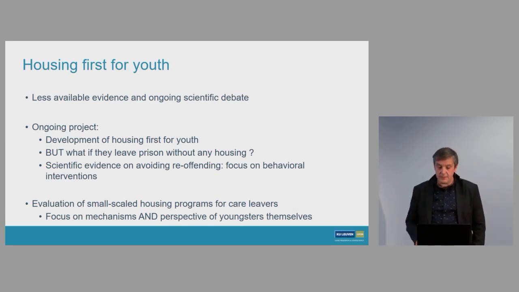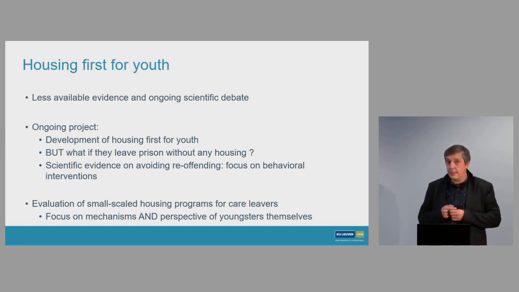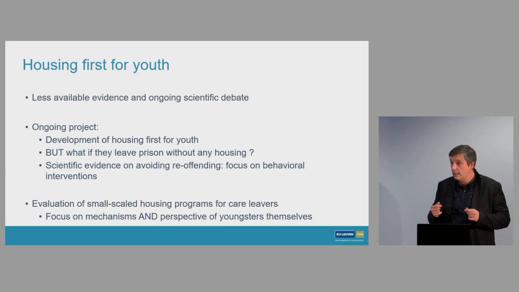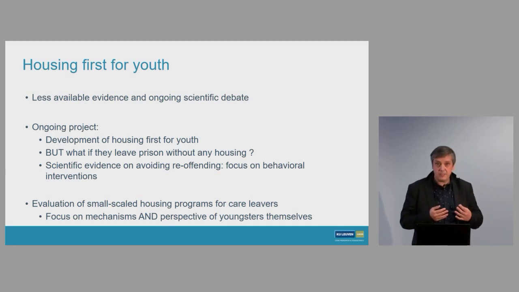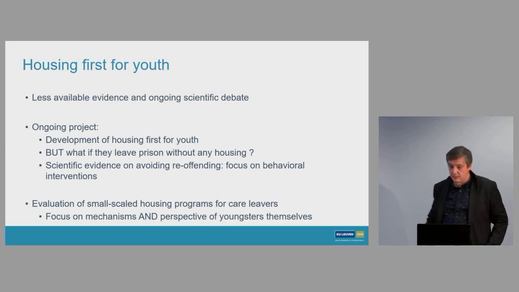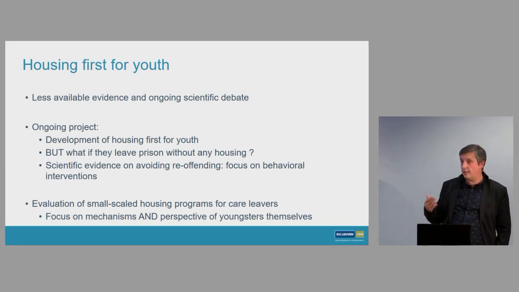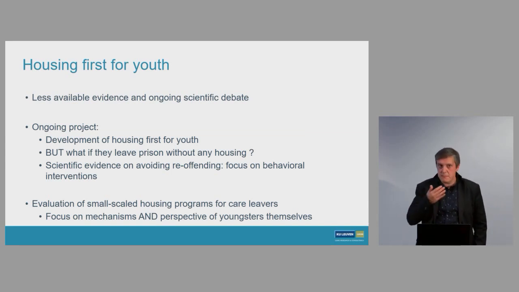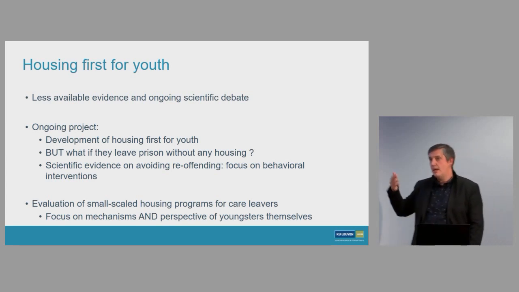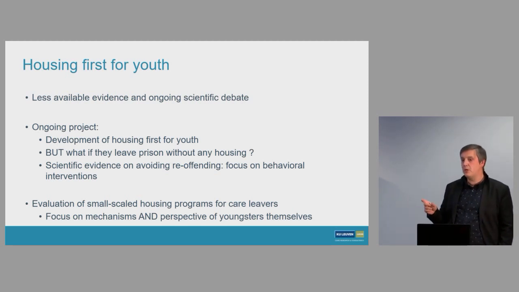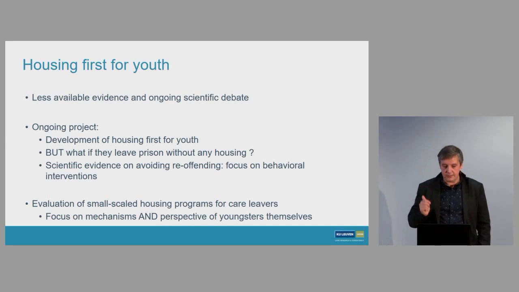At this moment, we're also evaluating a small-scale housing program for care leavers. It has been developed by the Flemish government. And what we are doing in that program is focusing on the mechanisms, what makes it work, but not only from the perspective of the practitioners, but also from the perspective of the youngsters themselves. Like I mentioned earlier, implementation research has to be participatory, so we're going into the question, what makes it work for you as a young person in this model? And we often see that the mechanisms as defined by the practitioners are completely different from the mechanisms as defined by the young people themselves. So combining both insights is very much important if you want to study the effectiveness.